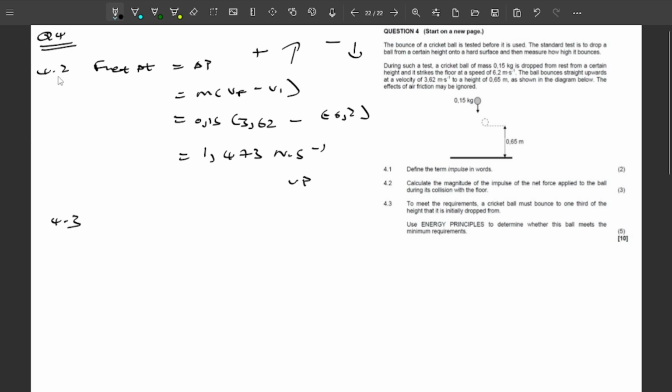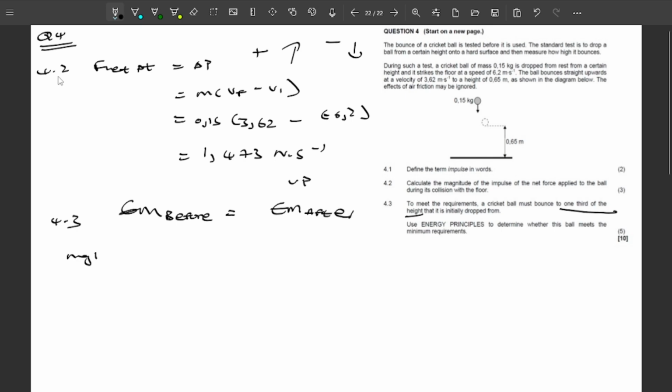4.3, to meet the requirements, a cricket ball must bounce to 1/3 of the height that it is initially dropped from. This is important. Now use energy principles to determine whether this ball meets the minimum requirements. This is a tricky question, but it won't be hard for us because they already gave us a hint to use the energy principles. We're going to use mechanical energy before is equal to the mechanical energy after, right?